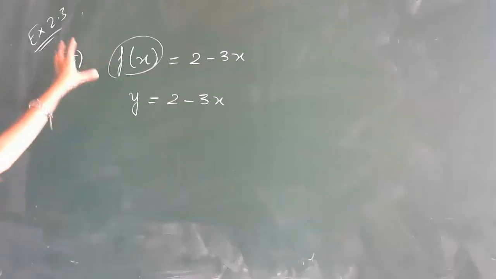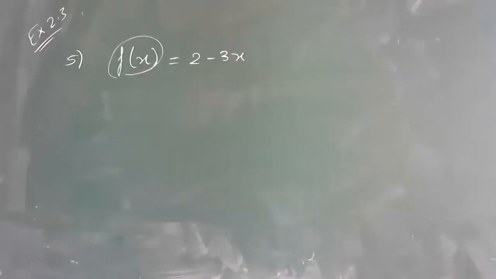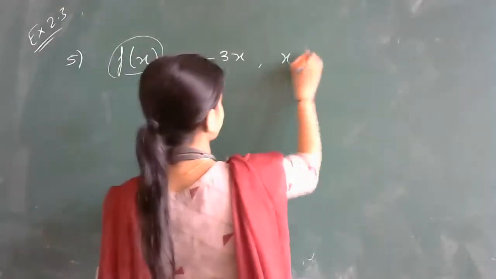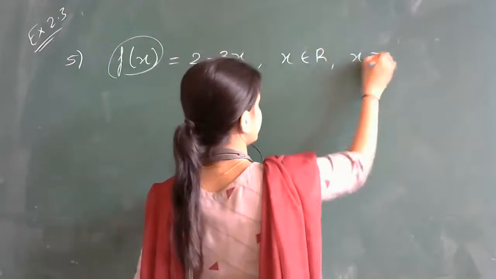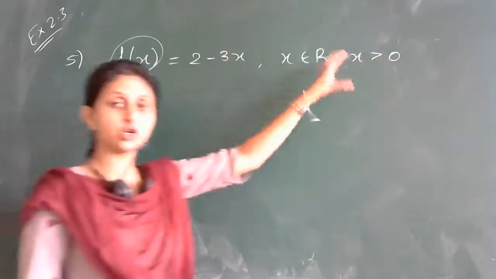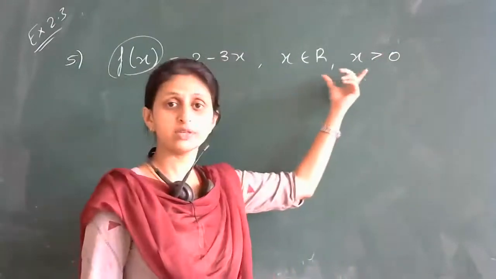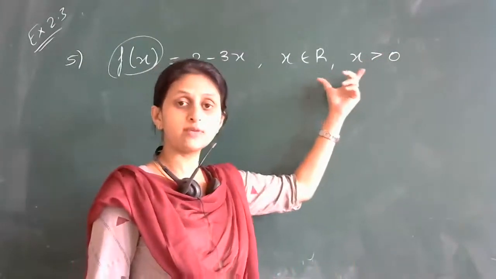Okay, so what were we doing? We need to find the set of all f of x values. Now, in the question we have not written the complete question here. What is the question? x belongs to R and x is greater than 0. So actually, what have they given us? They have given us the values of x, so they have given us the domain.